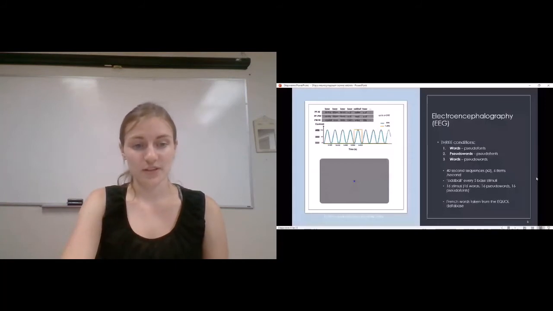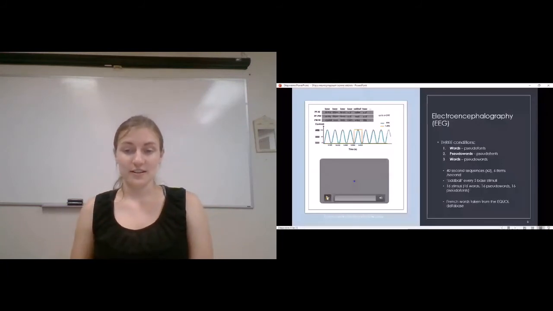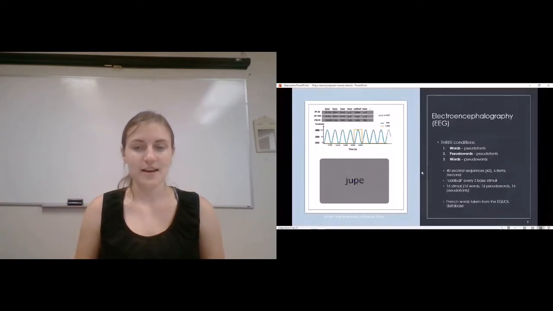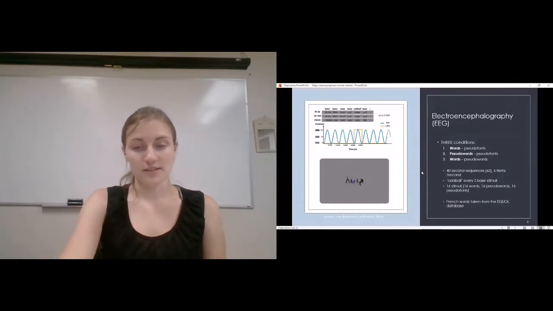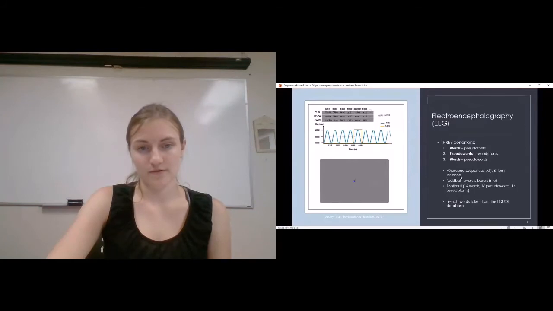So at the bottom of the screen here, we can see an example of the words in pseudo-font situation that was played during our testing. Each condition lasted 40 seconds, was repeated twice at a rate of 6 items per second, with an oddball appearing every 5 base stimuli. And all stimuli were based on 4-letter French words taken from a Quebec database.